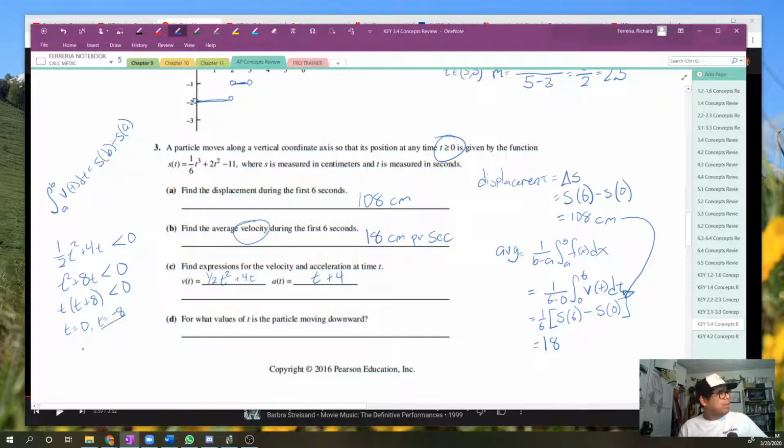Well, let's just figure one out. What's the velocity when t equals 1? Well, that's going to be 1/2 of 1 squared plus 4 times 1. I don't care what the answer is. I just know that that's greater than 0. So this says to me, if the particle never turns around and the particle is observed to be moving in a positive direction or upwards, that means that the particle is never moving downwards. So for what values of t is the particle moving downwards? Yeah, never.